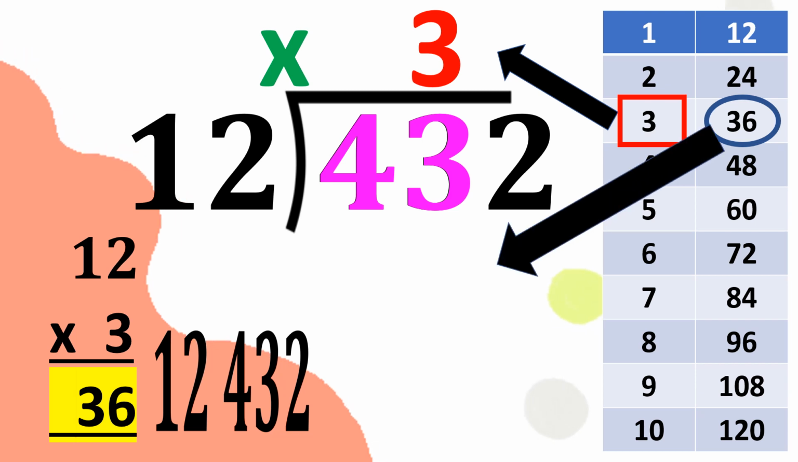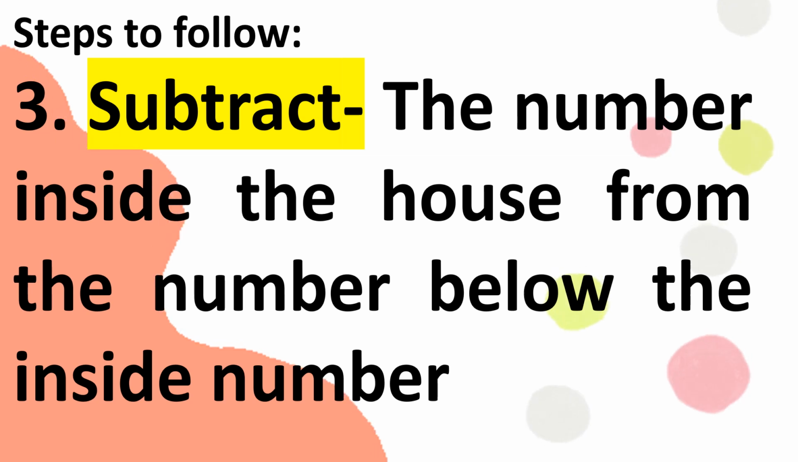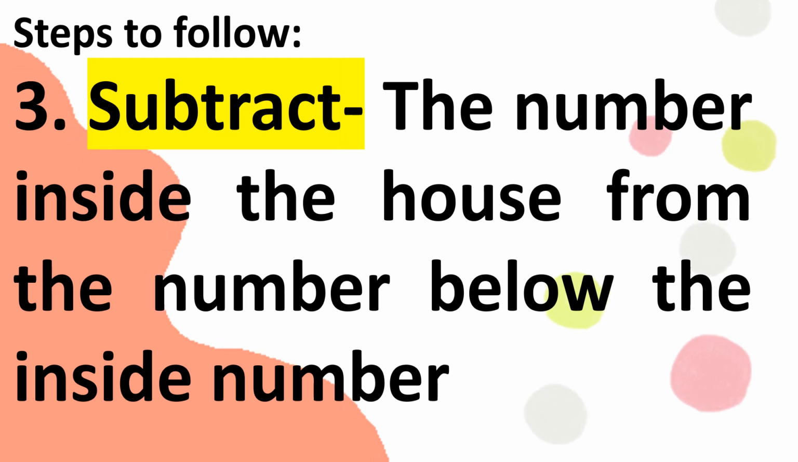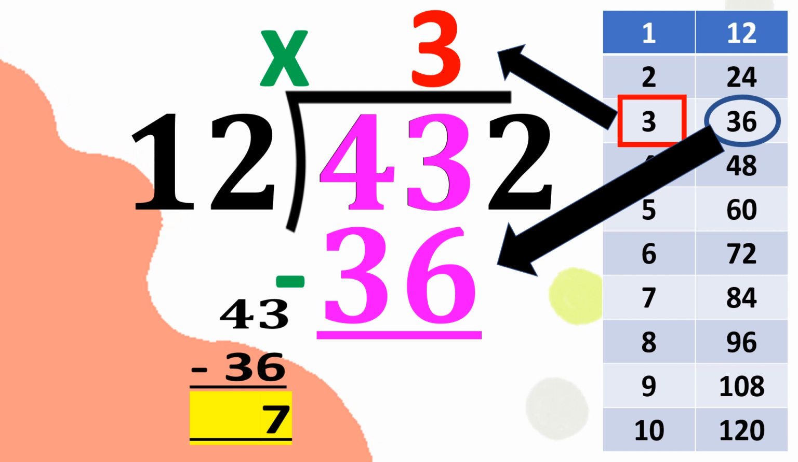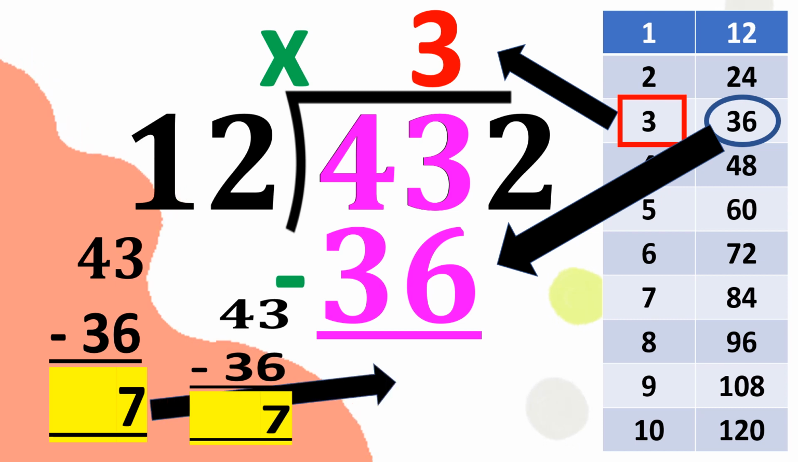So, next is to subtract. Subtract the number inside the house from the number below the inside number. So meaning, we are going to subtract the product 36 from the dividend 43. So 43 minus 36 is 7. So we are going to write 7 below our dividend.